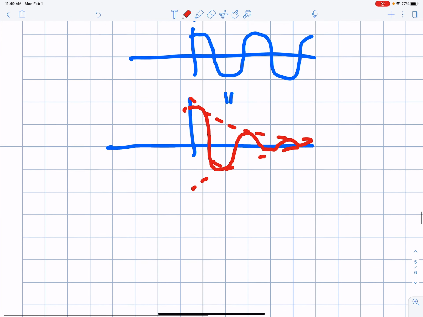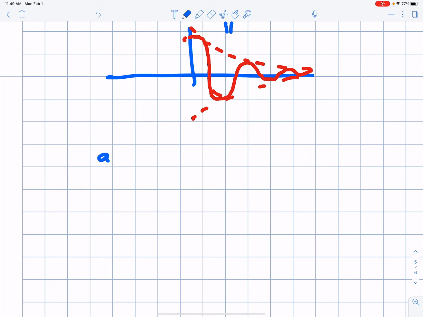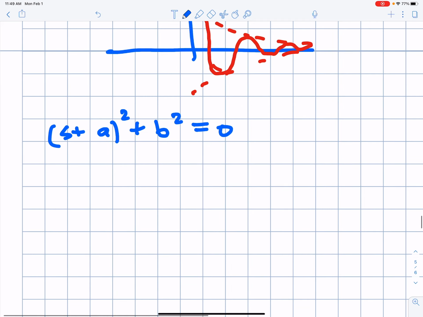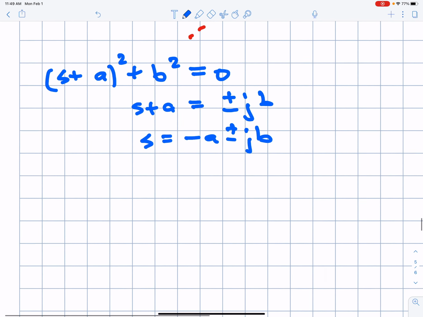I would take s plus a squared plus b squared equal to 0. I want to know where the denominator is equal to 0 to find the poles. So that'd be s plus a is equal to plus and minus jb. Solve for s: s is minus a plus and minus jb.